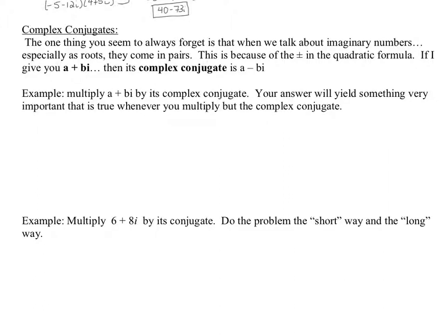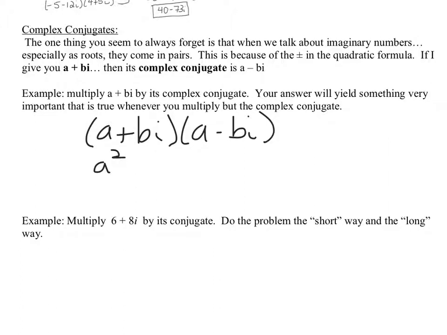So for this example, I'm going to multiply a plus bi times a minus bi. And I'm going to use FOIL just like we did before. I get a squared plus abi minus abi minus b squared i squared. All right, so when we simplify this, the two middle terms are going to cancel out. Plus abi and minus abi will cancel. And then I'm left with a squared.